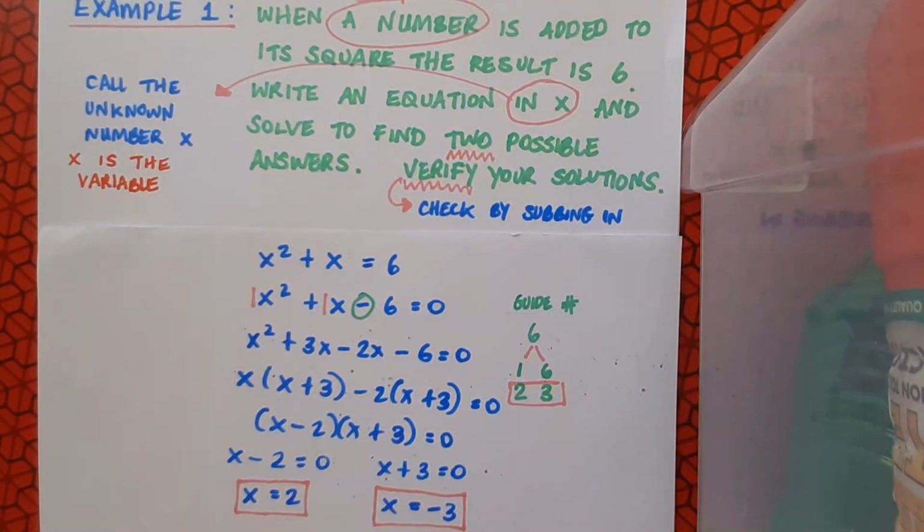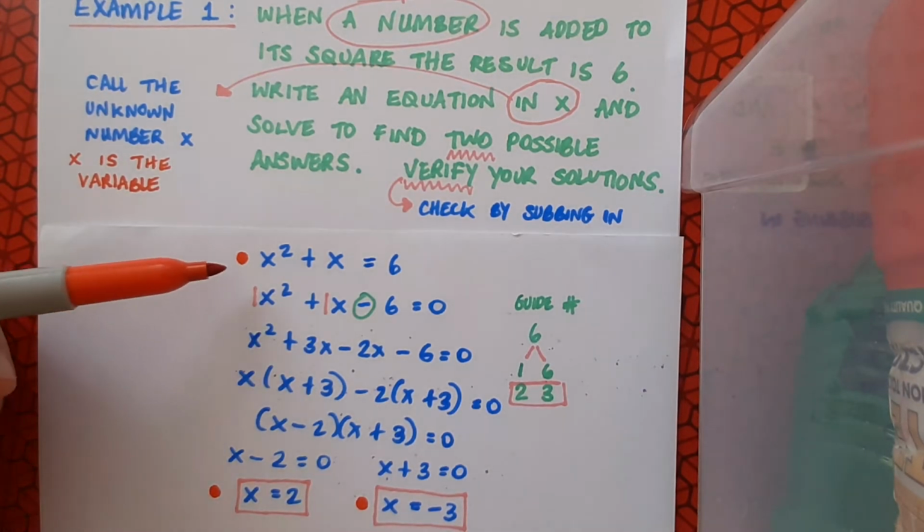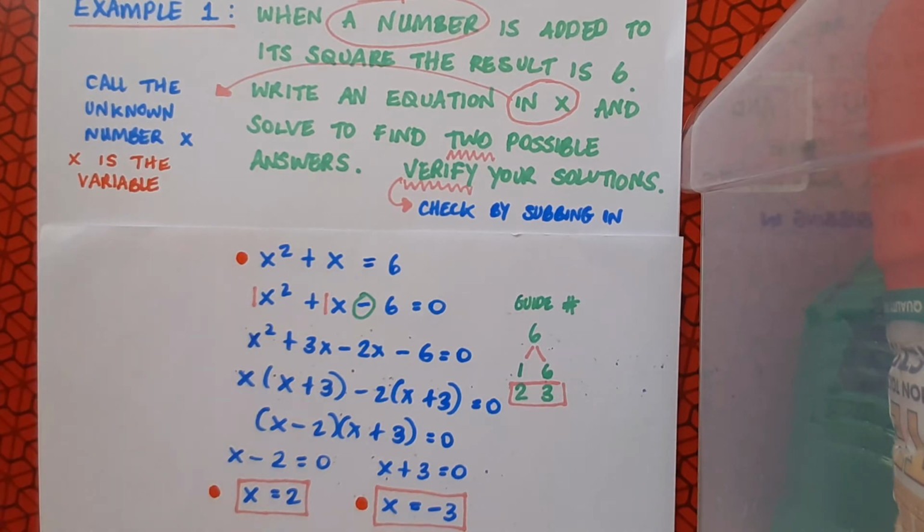So let's just go back and refer to the question again for a second. It said write an equation in x. That was this first line here. Then it says solve to find two possible answers. Here are my two possible answers. And then it says verify your solutions. So to verify my solutions, what I need to do is take each of my solutions for x separately and put them back into this equation and see if they work.